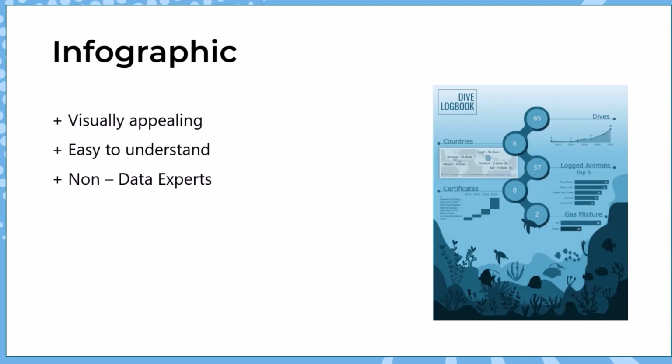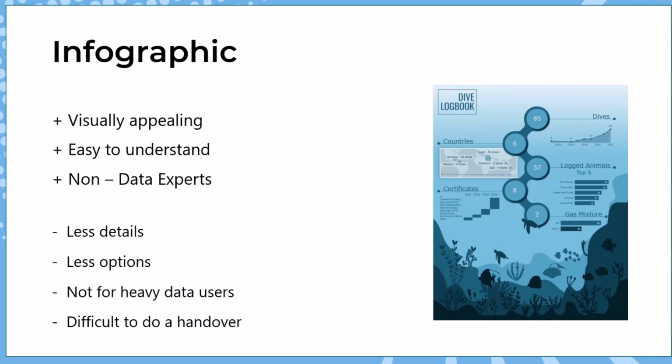And this is, of course, my diving logbook. But you also could do this with a company update. And this way, people can't scroll through, they can't filter. It's just the information, but it's really easy to understand. Downside, of course, there's less details. There are less options. And I actually had a discussion with someone that said, but we could put a drill-through page behind it. So if you click on information, you could go to another page and get more information.